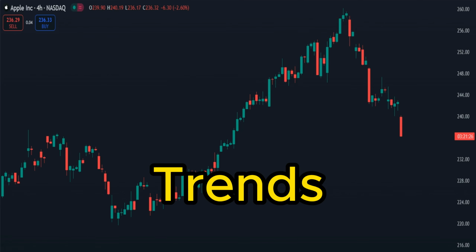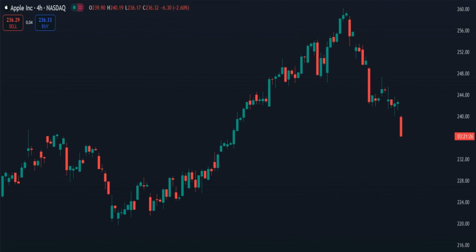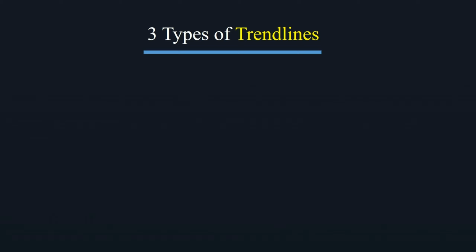A trend is the overall direction of price movement over a certain period of time, and there are several types of trend lines that are essential to know about if you want to be an expert trader, and it can hugely help you to analyze and understand stock charts more comprehensively.